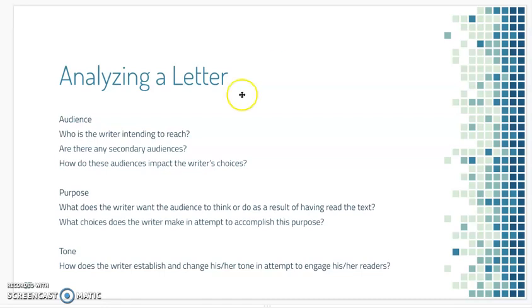With purpose, what does the writer want the audience to think or do as a result of having read the text? What choices does the writer make in an attempt to accomplish this purpose? And then the tone. How does the writer establish and change his or her tone in an attempt to engage his or her readers? So if you were writing a letter, these would all also be things you would want to consider, especially if you were writing a letter to sway one's opinion, since in writing a letter of this nature, there are many different tactics you can use to make your opinion seem more valuable or something that your recipient would actually want to do.